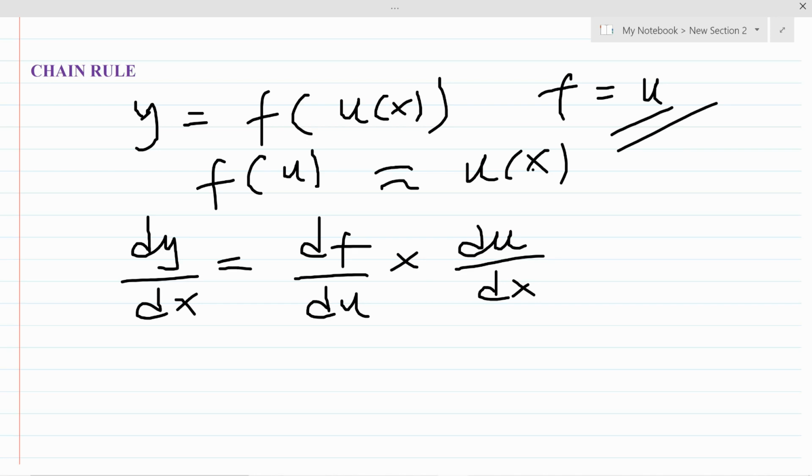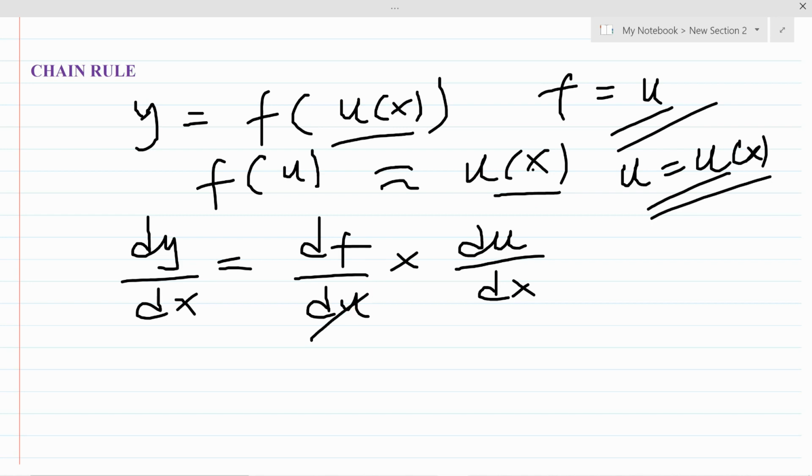After that, you find your u, which is equal to some u of x. Then differentiate this u of x with respect to x, then multiply it by that. I'm saying it again: if I have y equal to f of u of x, meaning f is a function of u and u is also a function of x, and I want to find dy dx, then this is equal to df du times du dx.